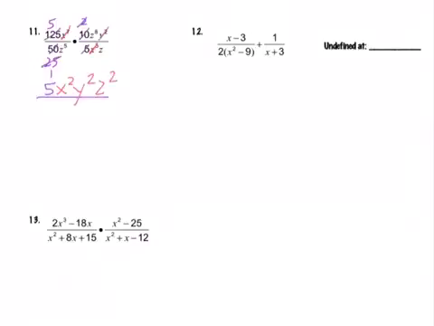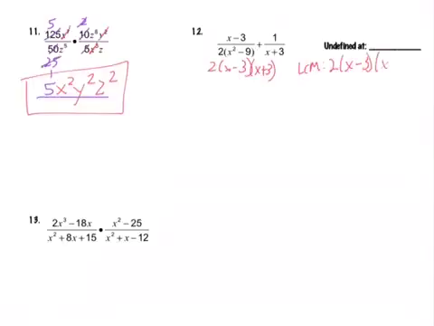And that is my answer. Number 12. Before I can do anything, I want to find my LCM, and to do that I need to factor this: x minus 3 and x plus 3. So looking at this, my LCM is 2 times x minus 3 and x plus 3.